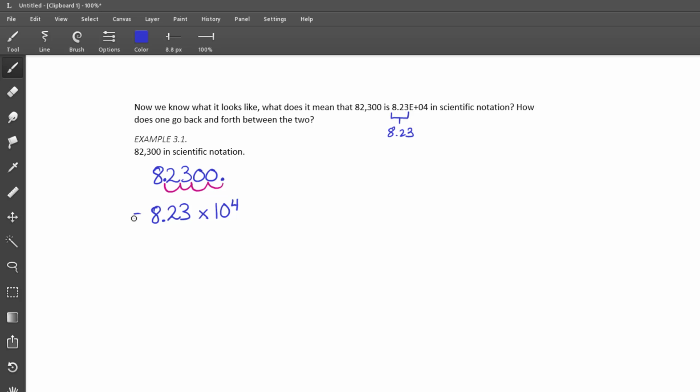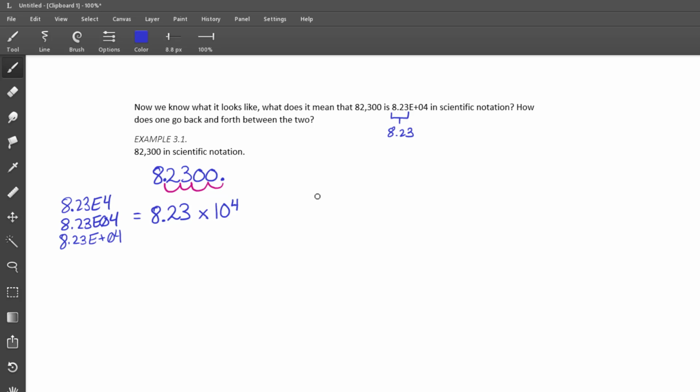Now remember, this is equivalent to 8.23E4. You could write it that way. You could write 8.23E04. You could write 8.23E positive sign 04. All of those are writing the same thing.